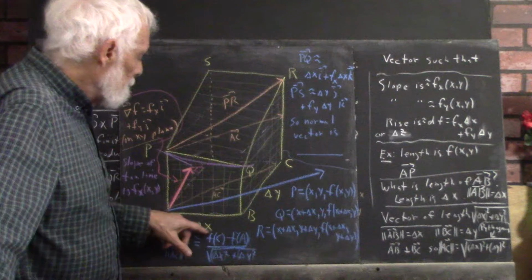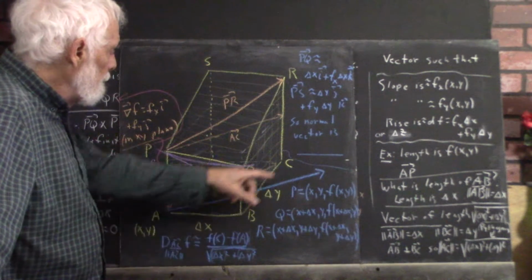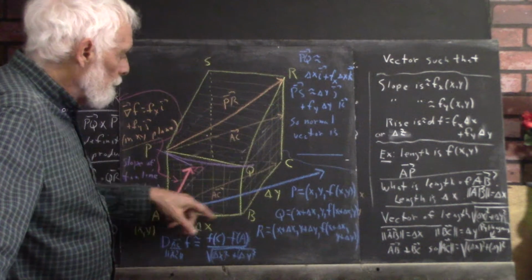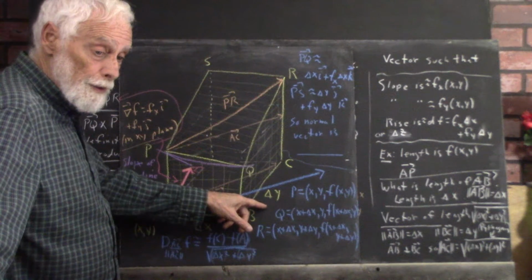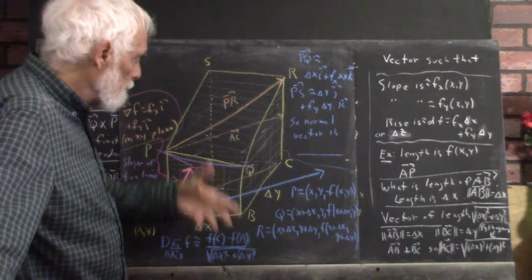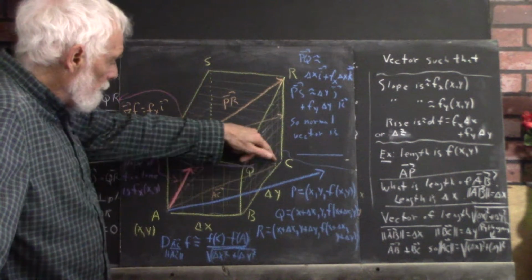Okay. We ask about delta x and delta y. So what do we have? Right here from A to B to C and back to A, we've got a right triangle. And the legs are delta x and delta y. So if you add the squares of the legs, you get the square of the hypotenuse, and the hypotenuse has length equal to the vector AC.